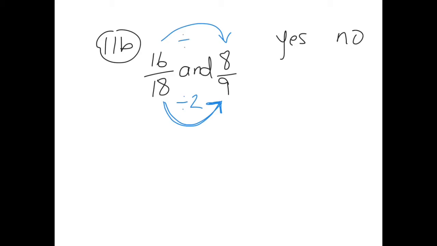Let's see. 16 divided by 2 is 8. 8 times 2 is 16. Are these equivalent? Yes. 8/9 are just bigger pieces that still show the same value as 16/18. That's what we're doing here. You can look for a common divisor or common multiplier to see if you have equivalent fractions. If you can't find the common divisor or multiplier, that probably means they are not equivalent.